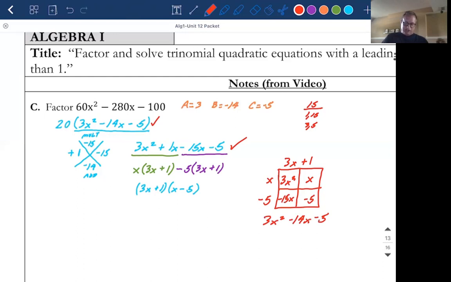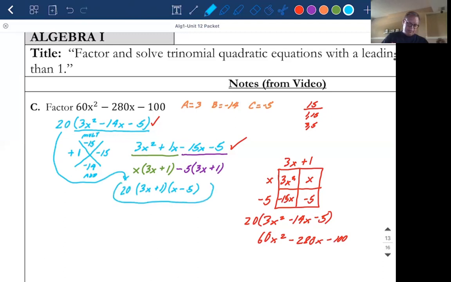But it's not what I started with. See, if I put the 20 in front of that, now I'm going to multiply out to what I should get. So 20 times that is 60x squared minus 280x minus 100. Therefore, in my factors, that 20 needs to come on down. That's what I'm looking for right there.